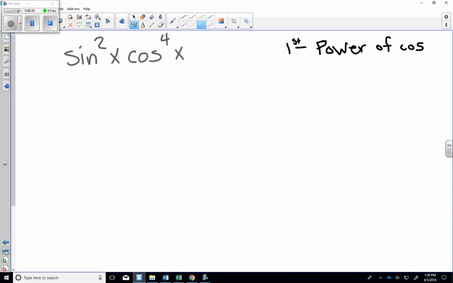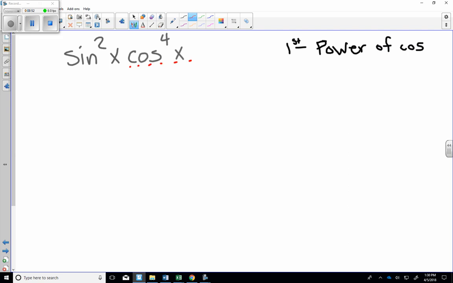Here we have to write to the first power of cosine. So we have exponents, and we've got to get it so that there are no exponents anymore. So we want to reduce our exponents. First thing, if you look at your sheet, there are power reducing identities, but they are only sine squared, cosine squared, and tangent squared. Here we have cosine to the 4th.